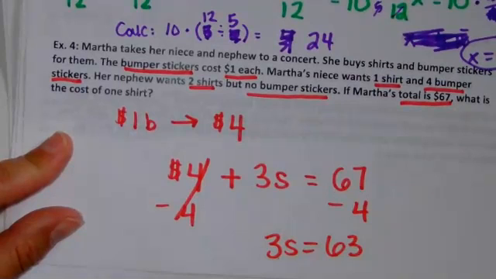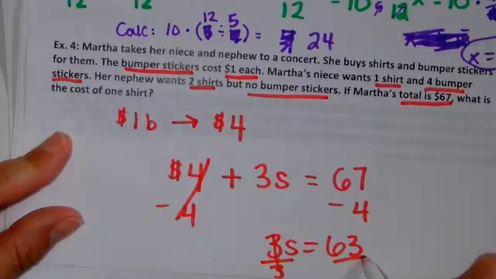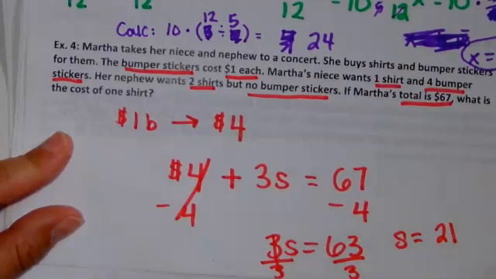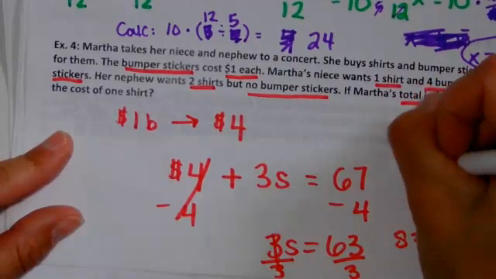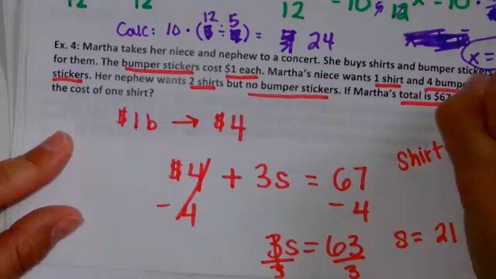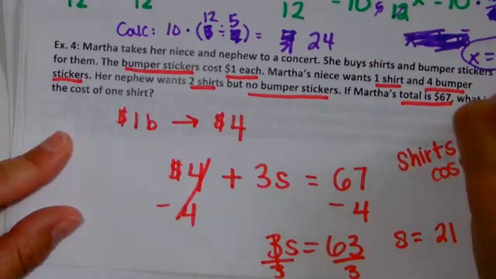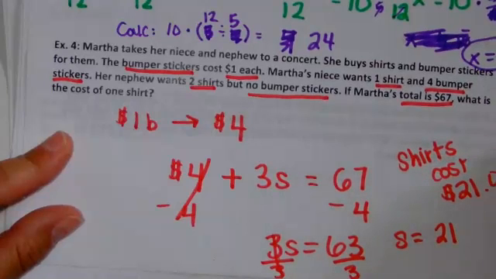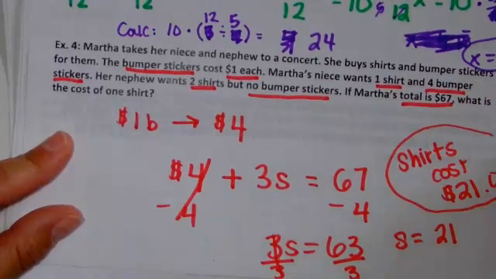What do I do next? Divide by 3. So S equals, what is 63 divided by 3 when you type that in, David? Go ahead. 21 exactly. So the question was, what's the cost of one shirt? Shirts cost $21. Huh? Maybe it's a really awesome shirt. Or maybe it's just a ripoff.